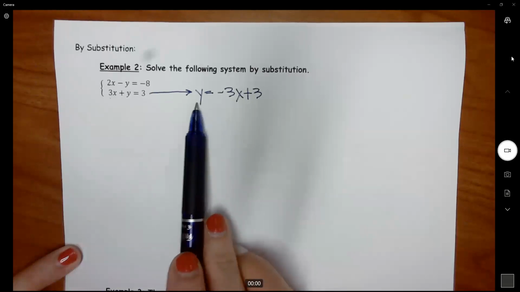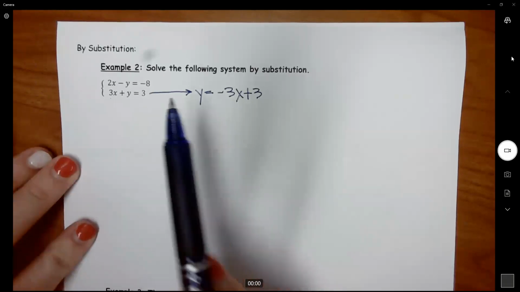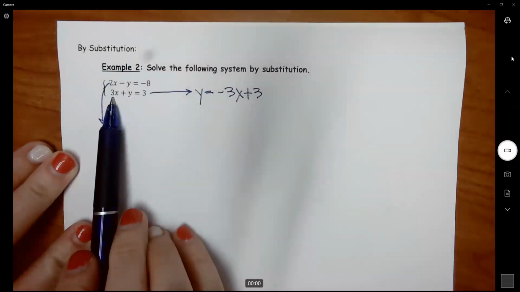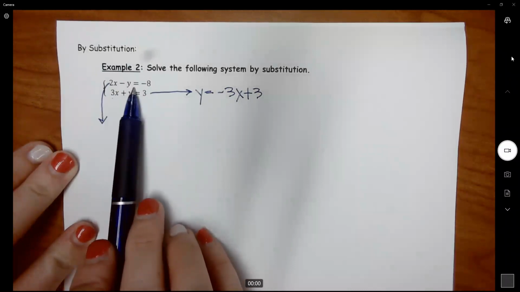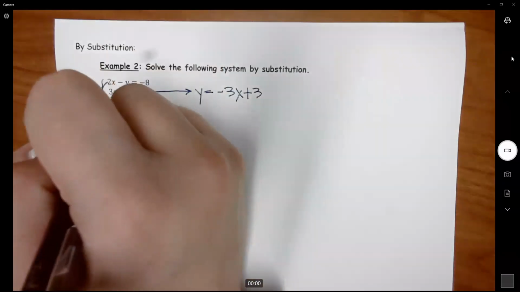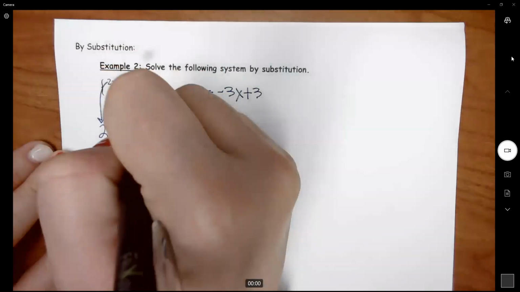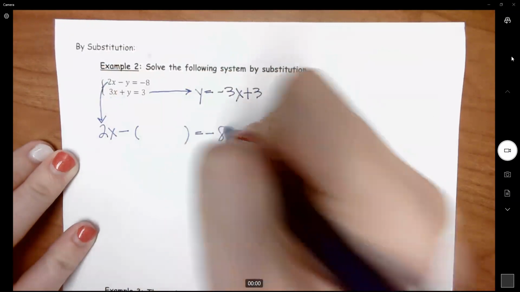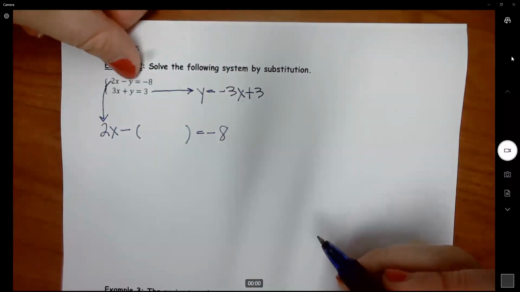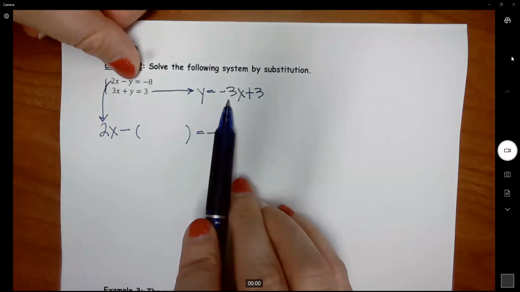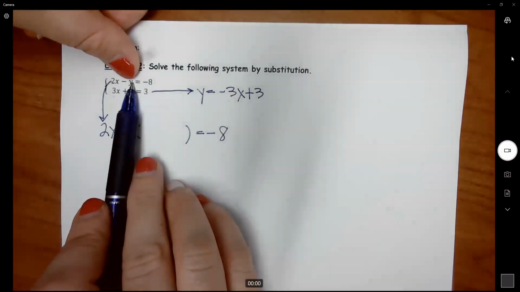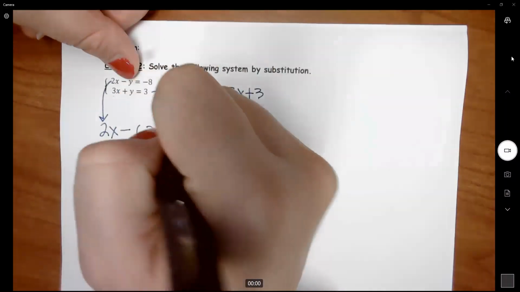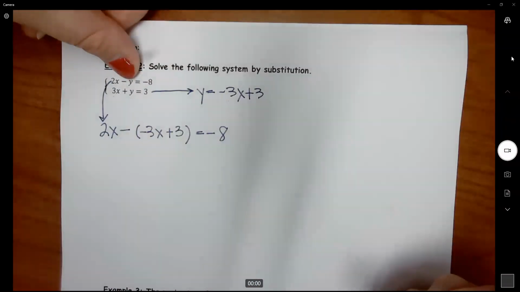So once you get one of these solved, then you're going to take the other one. Because I solved the second equation for y, I'm now going to take the first one and plug that in. So this is 2x minus y equals -8. Well, what did y equal? y equals -3x plus 3. So in place of this y, where I put parentheses, I'm going to substitute in -3x plus 3.